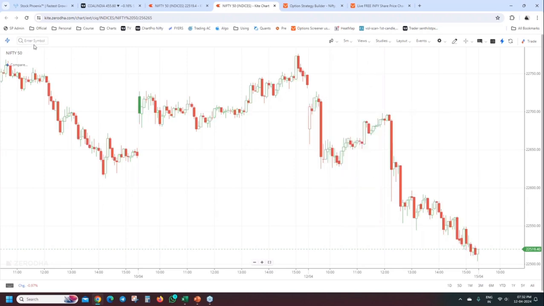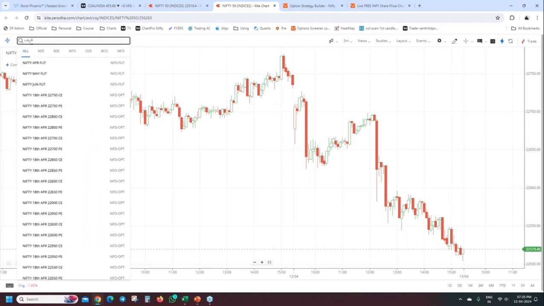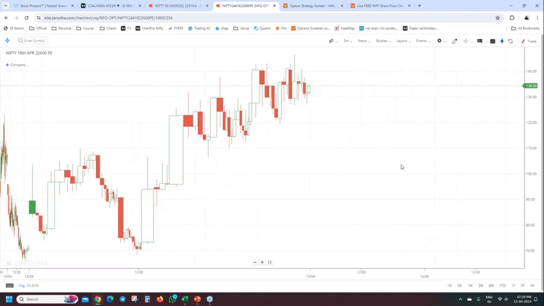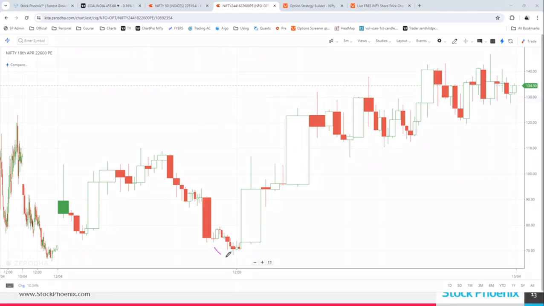Now, let us take Nifty itself. Market was in a downtrend from 22,700. It started coming down. Let's take the 22,600 put option. Can we see the difference between these candles and this candle, sir, madam? This is called momentum. Are we clear? Any doubts? Can everyone see the difference?